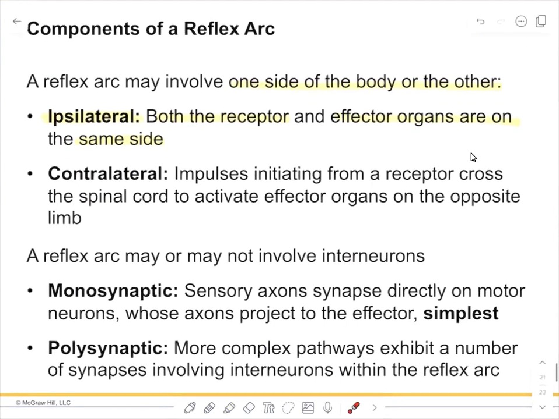reflex. And a contralateral reflex means that impulses initiating from a receptor cross the spinal cord to activate an effector organ on the opposite limb. An example of this may be what's called the crossed extensor reflex. And in this case, there's usually a limb that is withdrawn on one side of the spinal cord, but then there is a limb that is extended on the contralateral side of the spinal cord.